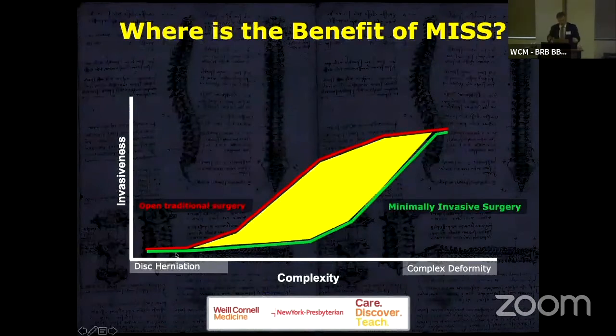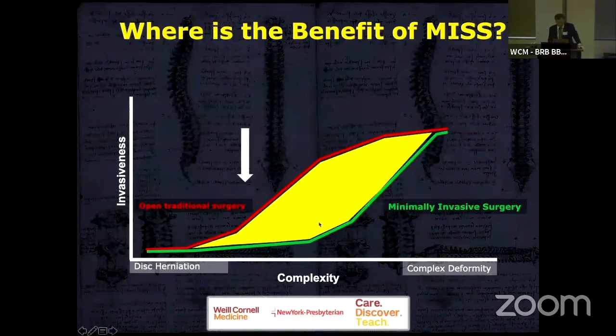I think that's the first topic of discussion. We've got some world experts in endoscopic surgery here, but I would challenge that if you have a lumbar disc herniation, whether you treat it with open surgery, with a tube, or with an endoscope, it's probably not a huge difference.